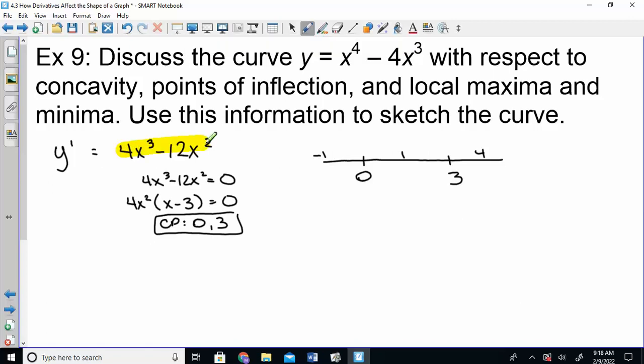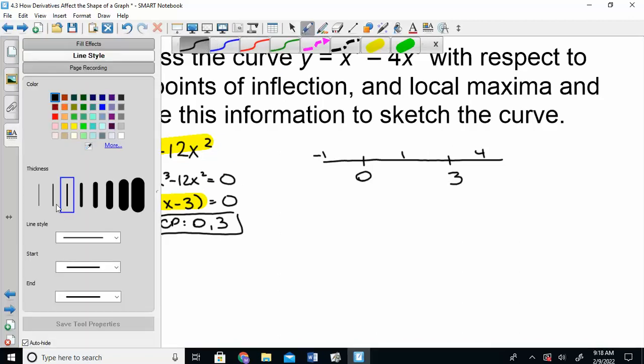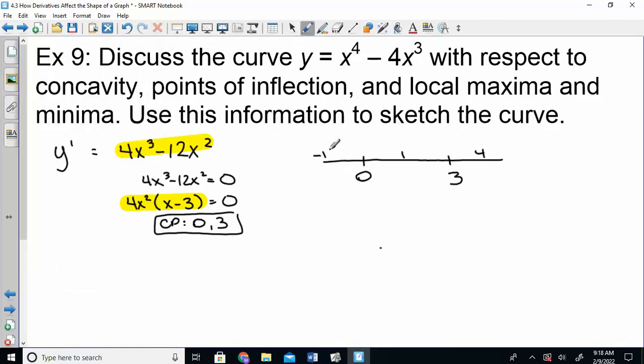We are plugging these into the first derivative. So I'm plugging them back in here. It might be easier for plugging in purposes to go to the factored form. You can do either one, and you'll get the same thing. And all we care about is if it's positive or negative. So 4 times -1 squared is positive. -1 minus 3 is negative. Positive times a negative is negative.